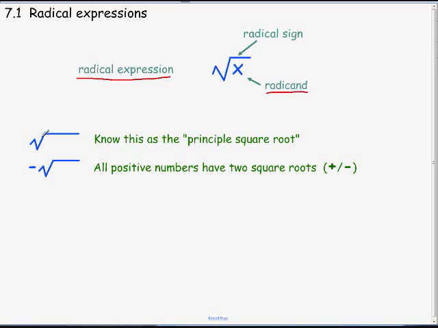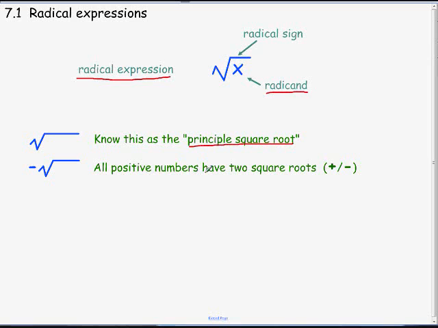When you see a radical sign with no negative in front of it, you're actually seeing the positive. And we call this the principal square root. Now, we don't write that positive there, but we know from our experience that it is positive. How do we know this? If it were negative, it would have a negative in front of it.